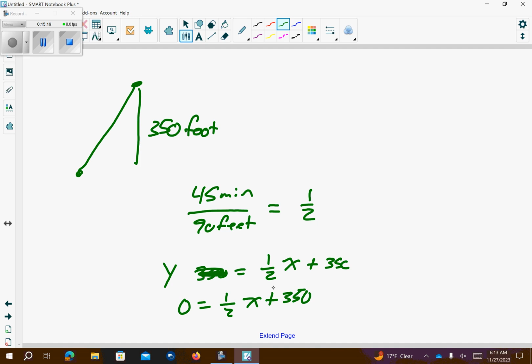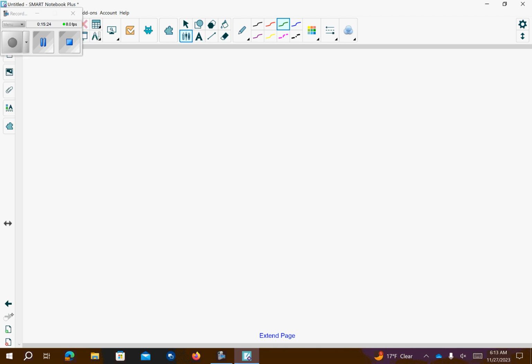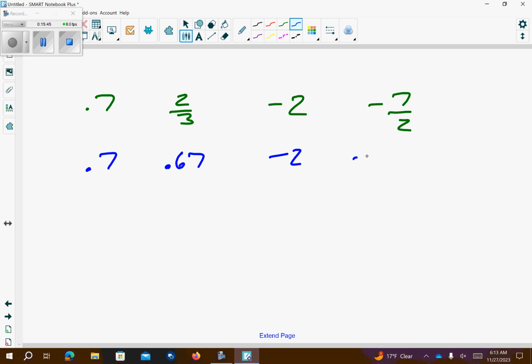For 13, it says put the slopes of the equations in order. So you have those equations. You have a slope of 0.7, you have a slope of 2 over 3, you have a slope of -2, and you have a slope of -7 over 2. The best thing to do is make these all decimals. So 0.7 is fine. 2/3 is 0.67, -2, -7 over 2 is -3.5. Put those in order from the least to the greatest.